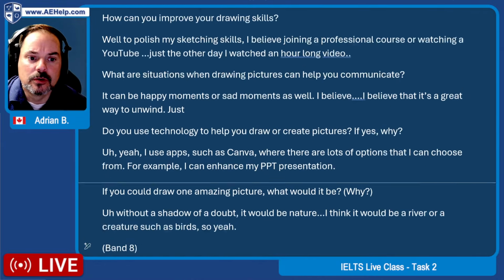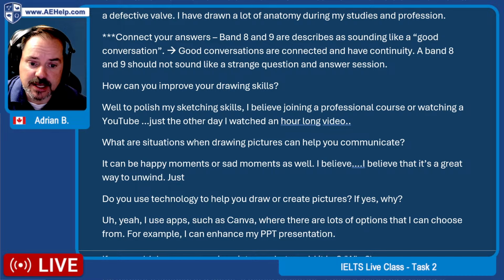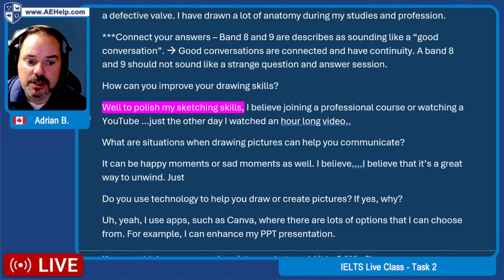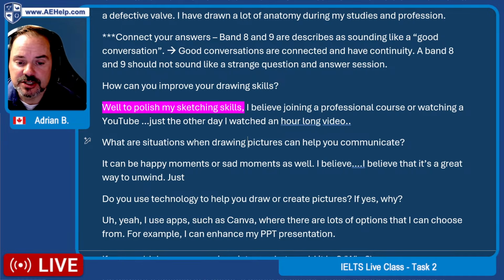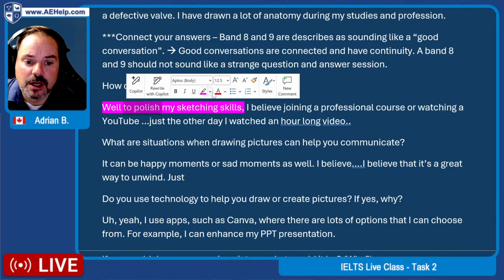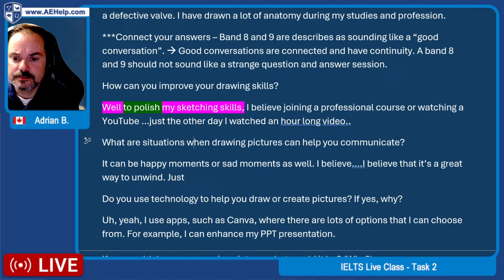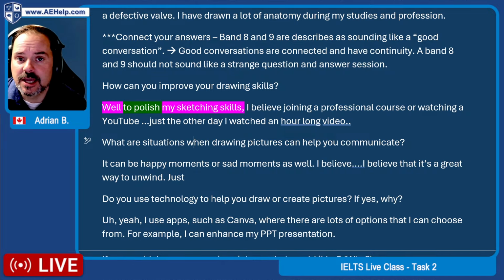Okay. So when I asked you how can you improve your drawing skills, you paraphrased that question very nicely. You said, "Well, to polish my sketching skills." It was a lovely paraphrase. To polish means to improve on. So very nice use of that expression, to polish. And it's an idiomatic expression. So that was very good. Students, write down new words that you learn from each other as well. And then you said, I believe joining a professional course or watching a YouTube video. And then it was really nice. You didn't say, for example, you just gave the example, which was really good.